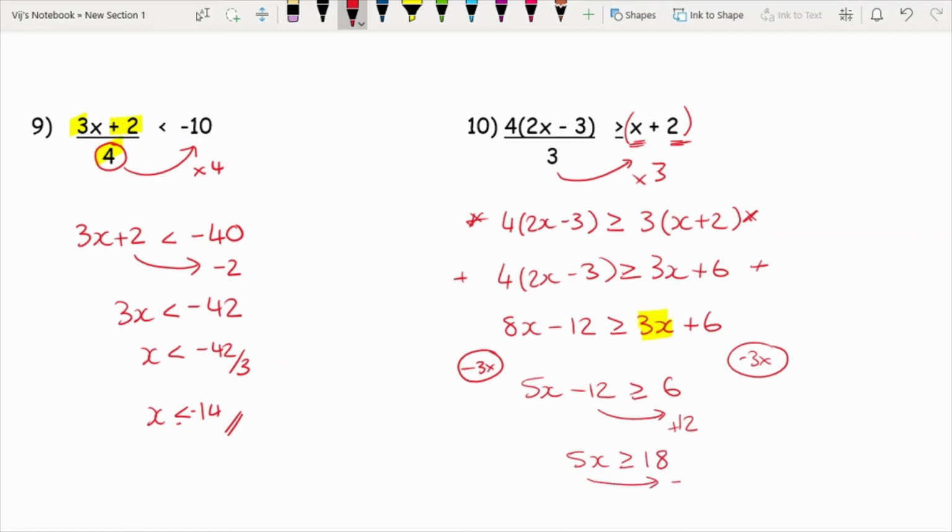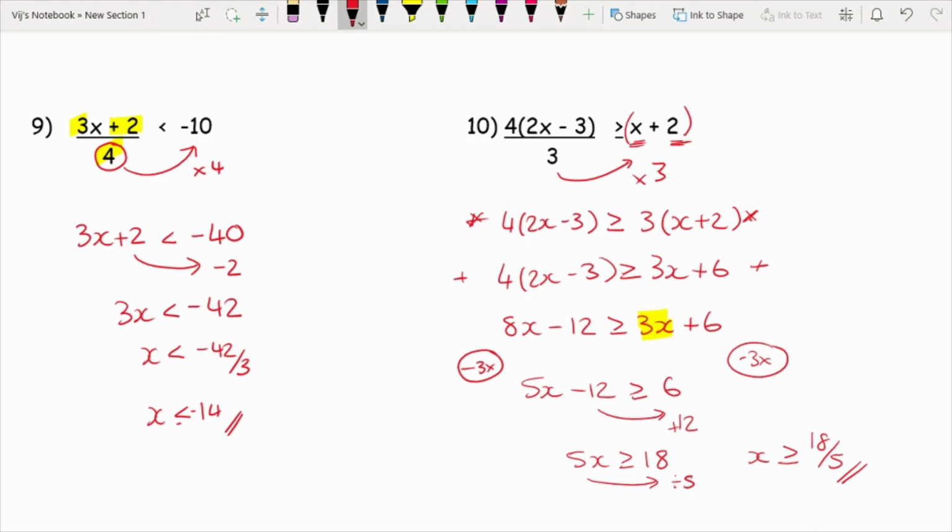Take the 5 over by dividing, and because I can't work out what 18 divided by 5 is, my final answer will simply be 18 over 5. And again, it's entirely up to you whether you want to write that as a mixed number, and you go from there. Now you can always check your answers by substituting numbers in.